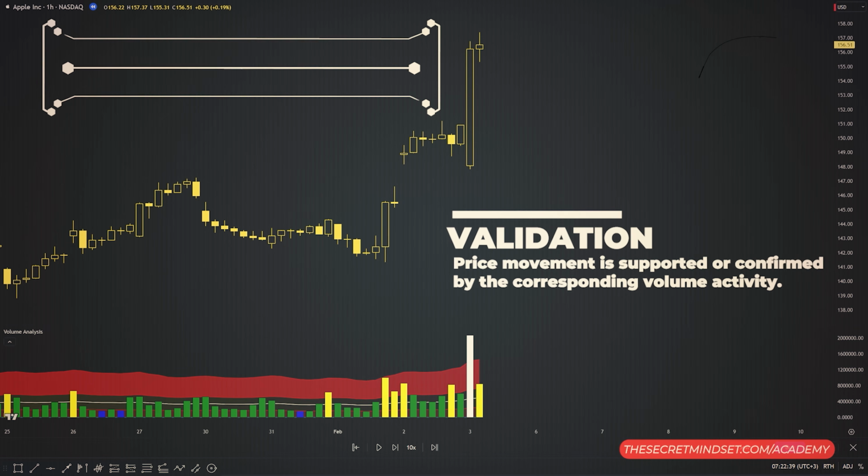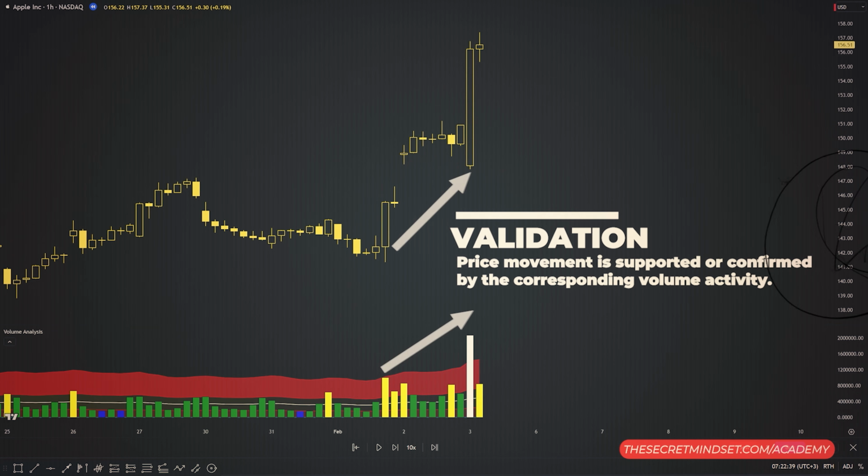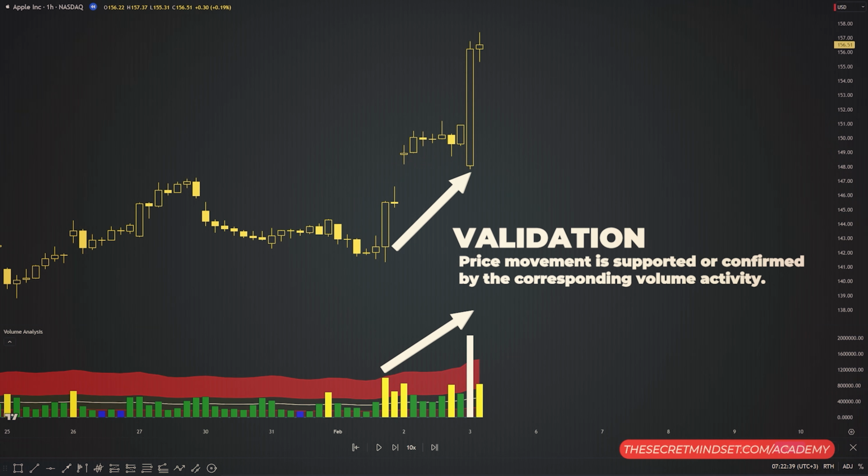First, you look for validation between price and volume. And second, you look for any disagreements between them. Validation occurs when any price movement is supported or confirmed by the corresponding volume activity.